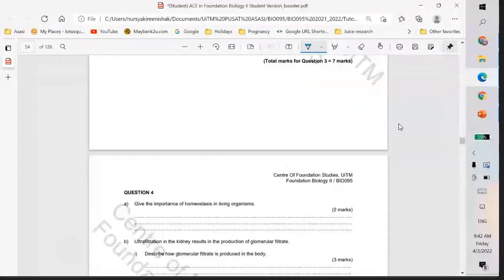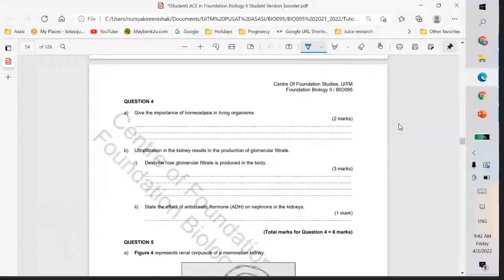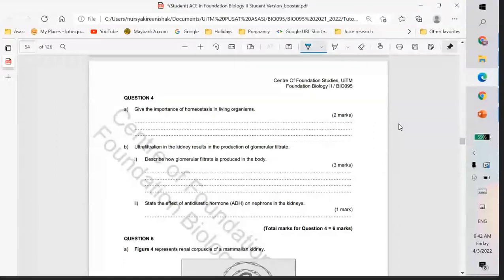For question number 4, Alice. Alice, is that the right way to say your name? The importance of homeostasis in living organisms. First, maintain optimal conditions for enzyme reaction throughout the body and to adjust its metabolic rate according to its requirement. I could not hear the first point very well because it cut out a bit. The second point is correct: maintain optimal condition for enzyme action throughout the body. And the second one is to adjust its metabolic rate according to its requirement.